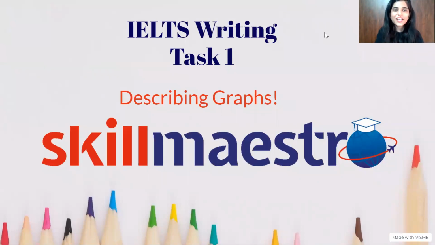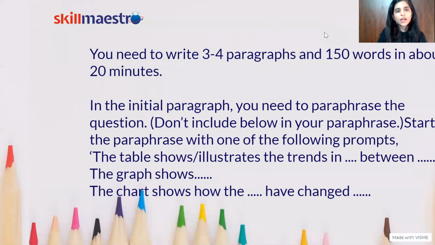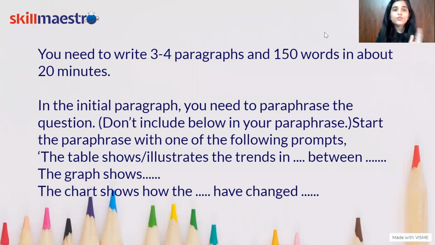My name is Akanksha and in this video we'll be discussing IELTS writing task 1. Let's see how to answer describing graph questions. Now you need to write 3 to 4 paragraphs and 150 words in about 20 minutes. 150 would be your minimum word limit. So you can go up to 170 to 190 words.